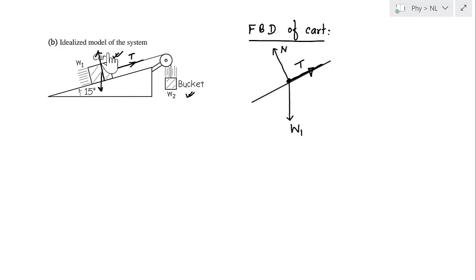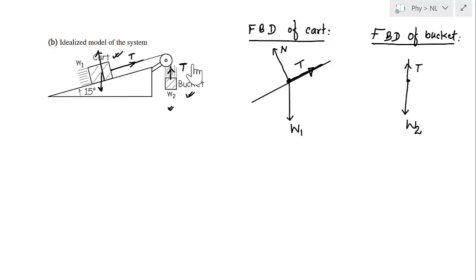Now similarly, I can draw the free body diagram for the bucket. So let us draw the free body diagram for the bucket. So this is my bucket. I can show it using a point mass. And what are the forces that are acting on this bucket? The first force acting in the downward direction is its weight, that is W2. And this cable is trying to pull this up. So there is a force that is acting in the upward direction, that is tension T.